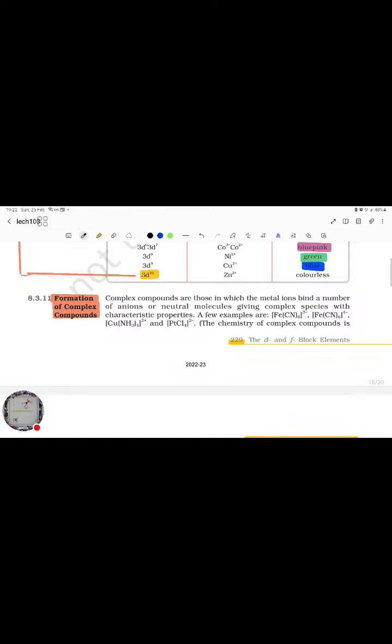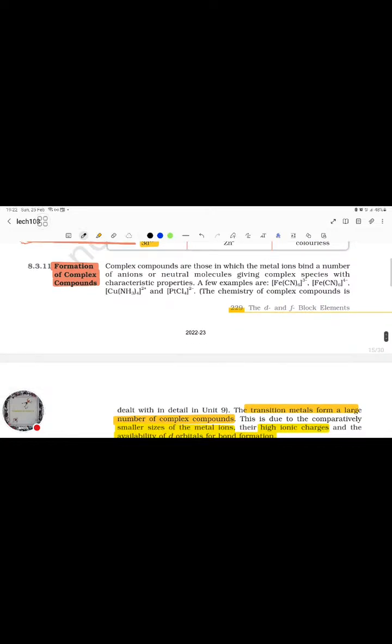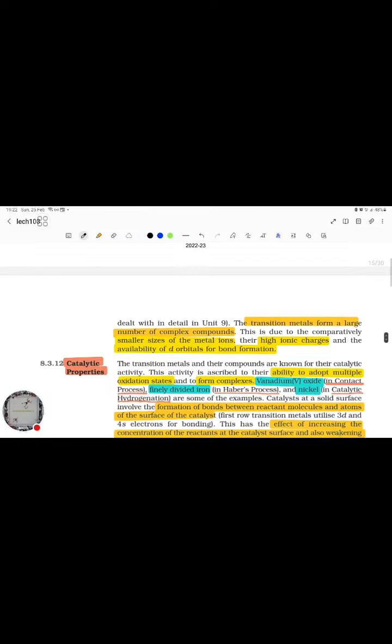அதாவது காம்ப்ளெக்ஸ் காம்பவுண்ட் அப்படின்னா என்னதுன்னா, basically the metal ions will bind to a number of anions or neutral molecules, which gives rise to a complex species with characteristic properties. There are a few examples such as Fe(CN)6 3-, Fe(CN)6 4-, Cu(NH3)4 2+, PtCl4 2-. The chemistry of complex compounds is dealt with.